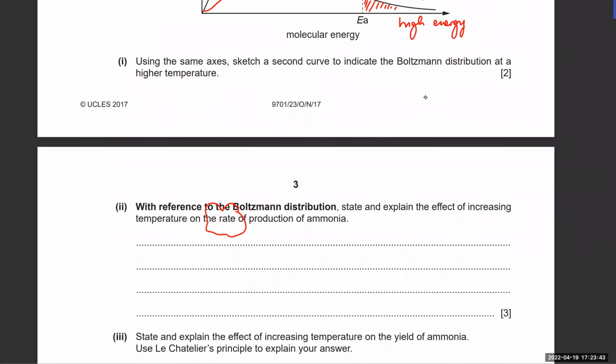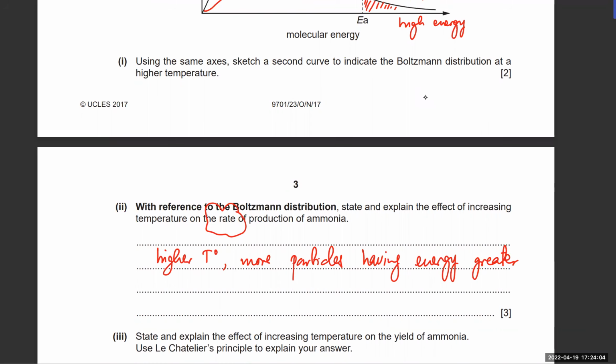So explain the effect of increasing temperature. So higher temperature, you've got more particles having energy greater than activation energy. So you get more frequent and successful collisions.